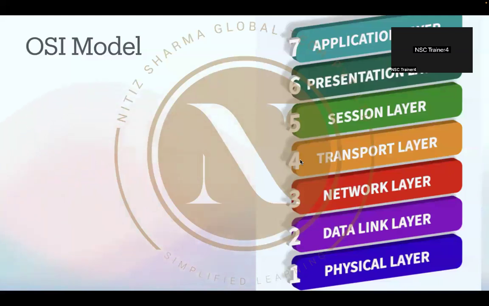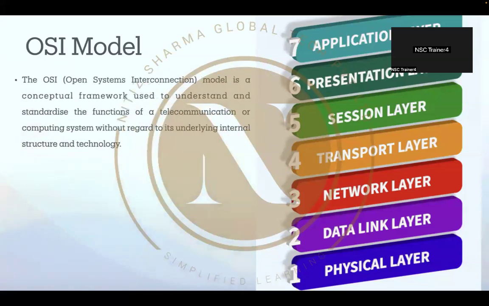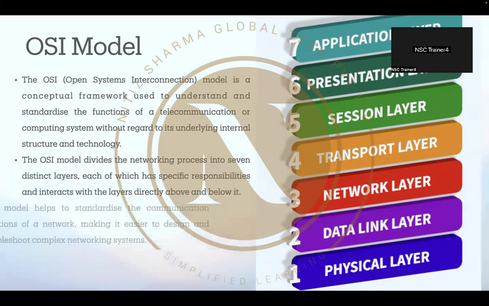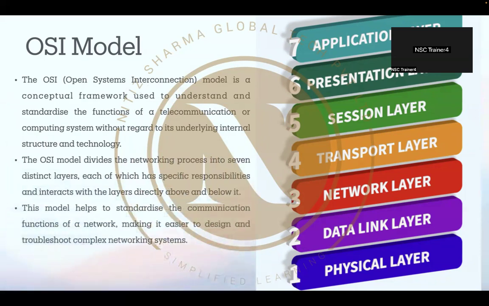First, let's dive into the OSI model. OSI stands for Open Systems Interconnect, which was developed in the year 1978 by a French engineer, Herbert Zimmermann. The OSI model is divided into 7 layers, where each layer has its own responsibilities. These are the 7 layers starting from the bottom. We have a physical layer, data link layer, network layer, transport layer, session layer, presentation layer, and application layer. Every layer interacts with the layers present above and below it.